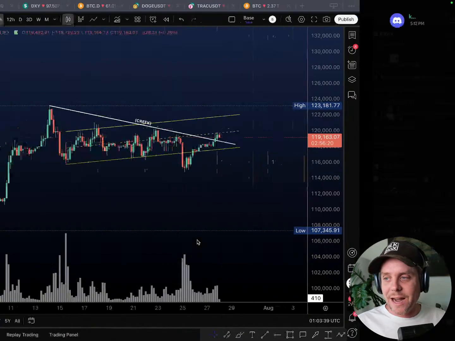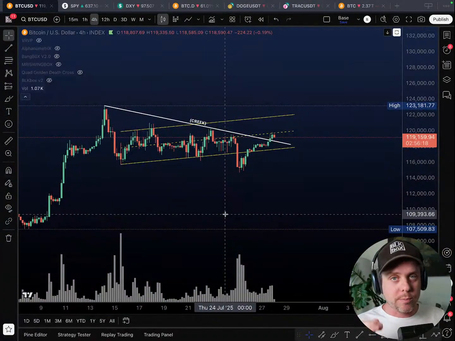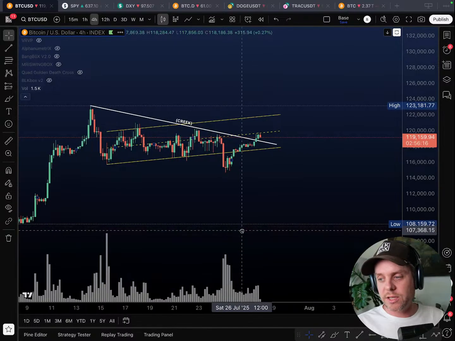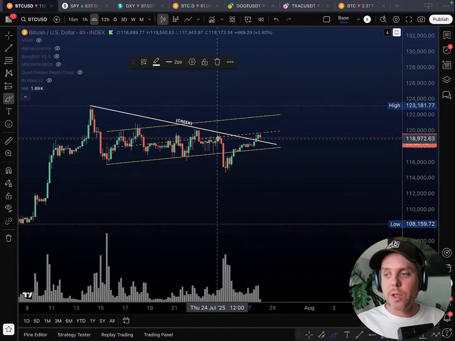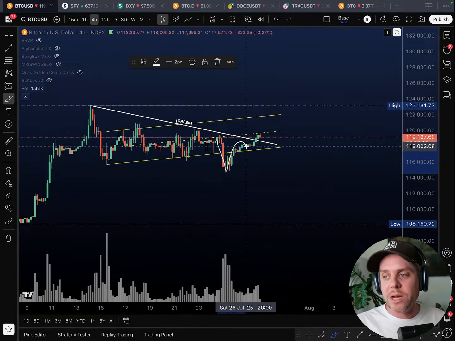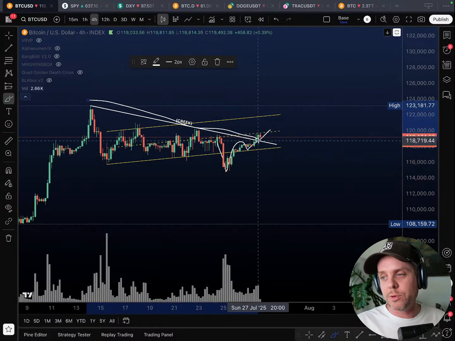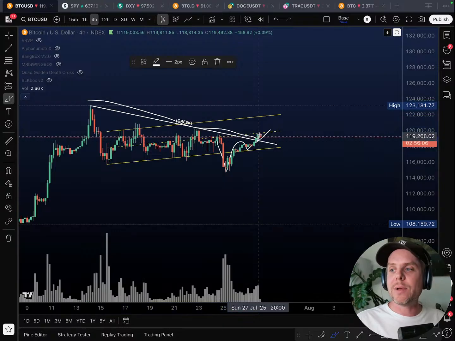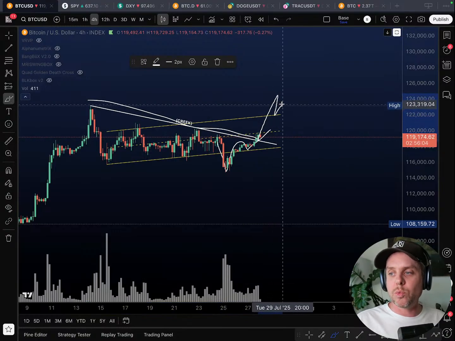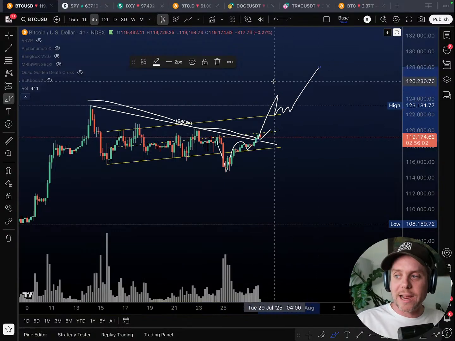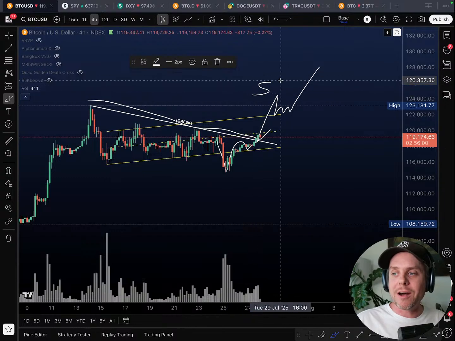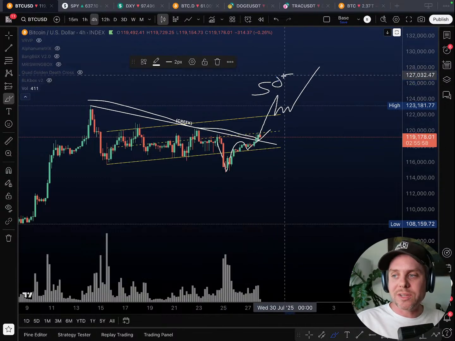So the sign of strength is what we're waiting for now, but we have some really good check marks that we can go through. We fell out of the range, we reclaimed the range, we broke the downward sloping line of resistance. The next thing we have to do is get out of the range. Once the price comes out of the range, that's going to be considered our SOS. That is our sign of strength.